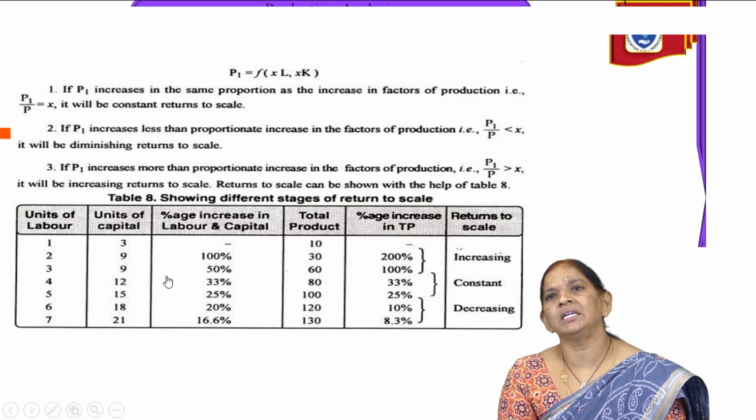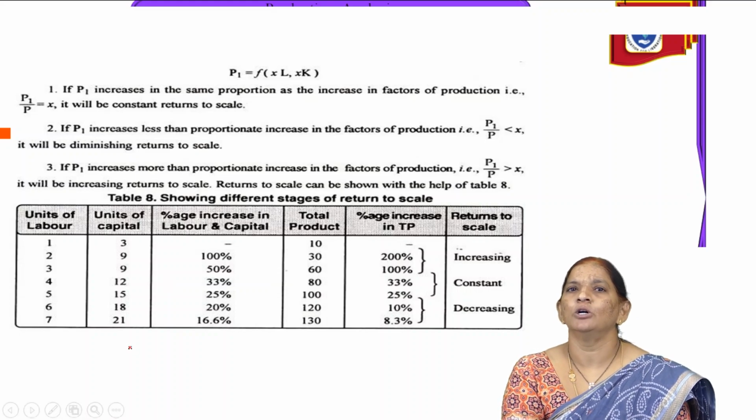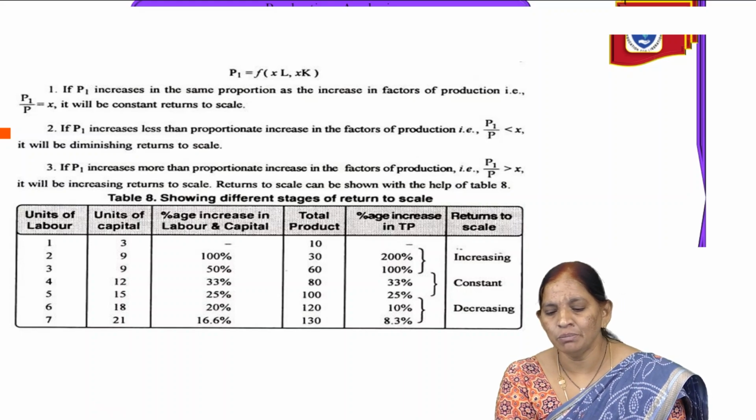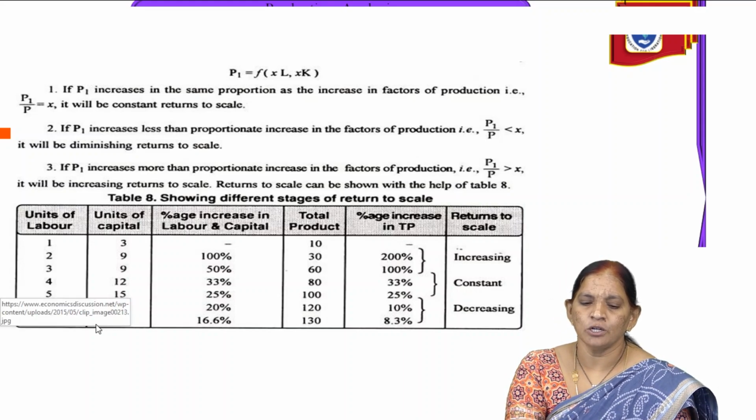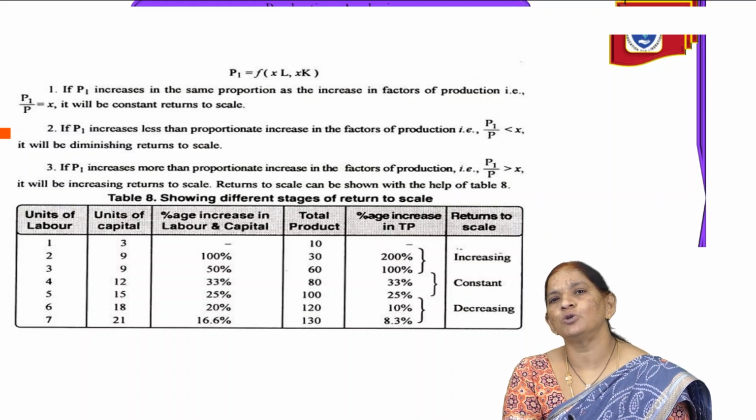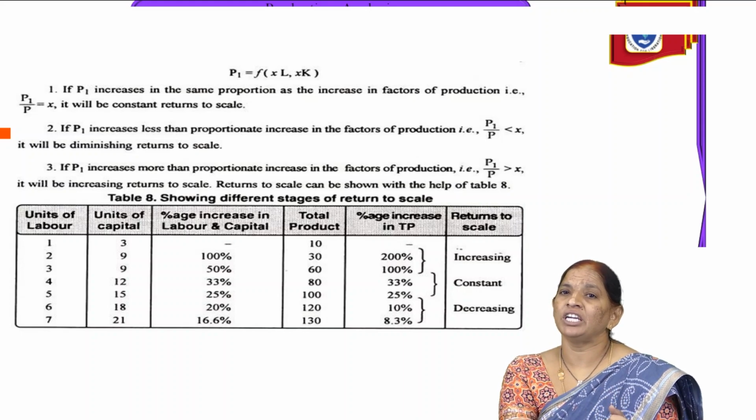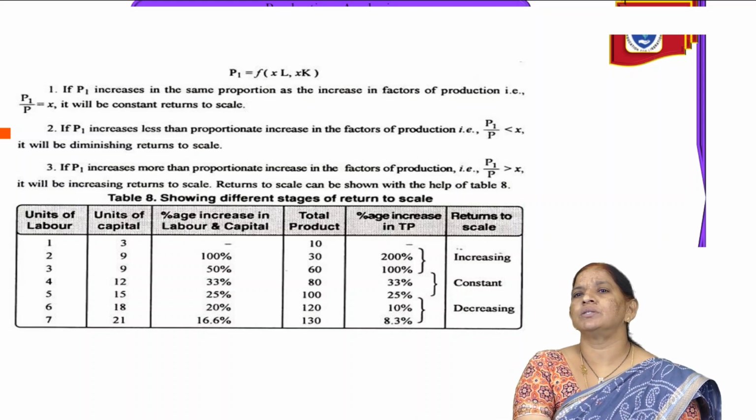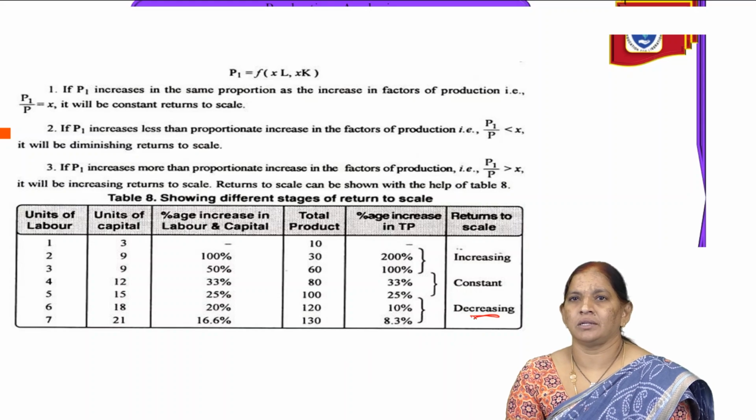But even after getting constant returns, as we increase the labor units and capital in the long run, here we get diminishing returns. Though we increased from 5 units of labor with 15 units of capital to 6 units of labor with 18 units of capital, we identify the decrease from 25 to 20, 20 to 16.6, and 10 to 8.3, where you can say decreasing returns.